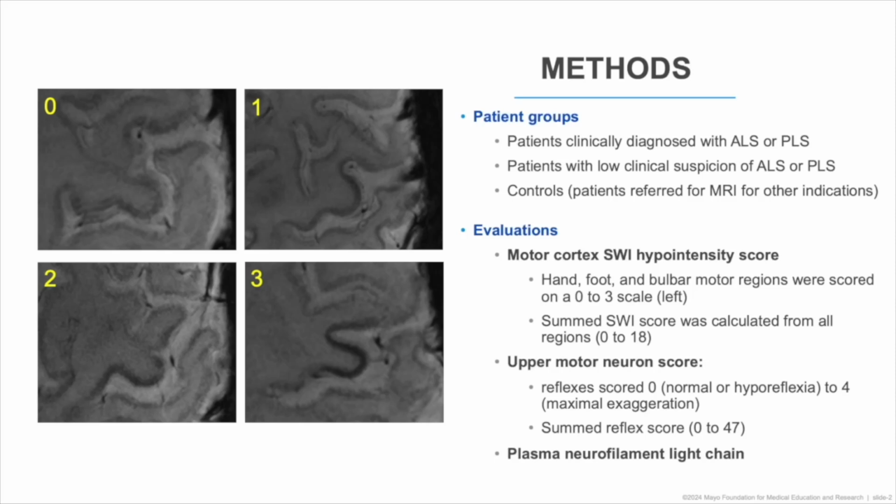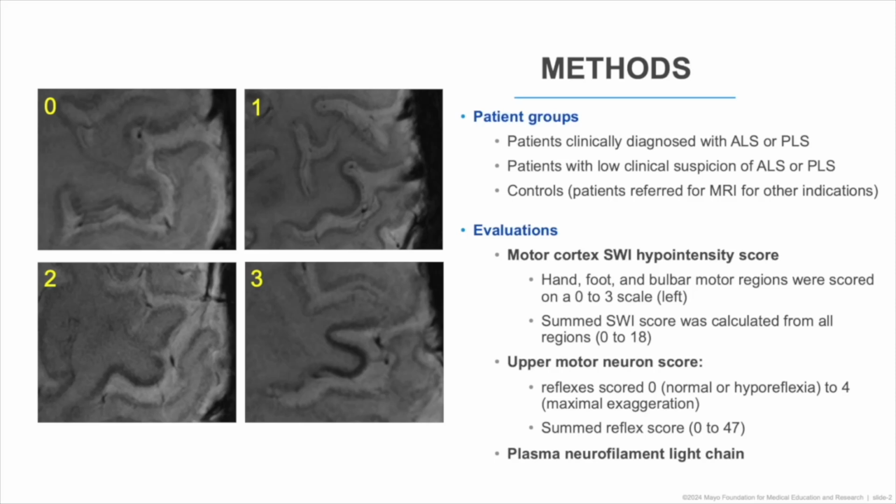We quantified clinically the upper motor neuron involvement by this motor neuron score. So we scored individual reflexes on a 0 to 4 scale, and we summed these reflexes to generate a summed reflex score. The MRIs were reviewed by 2 neuroradiologists who were blinded to the clinical data.